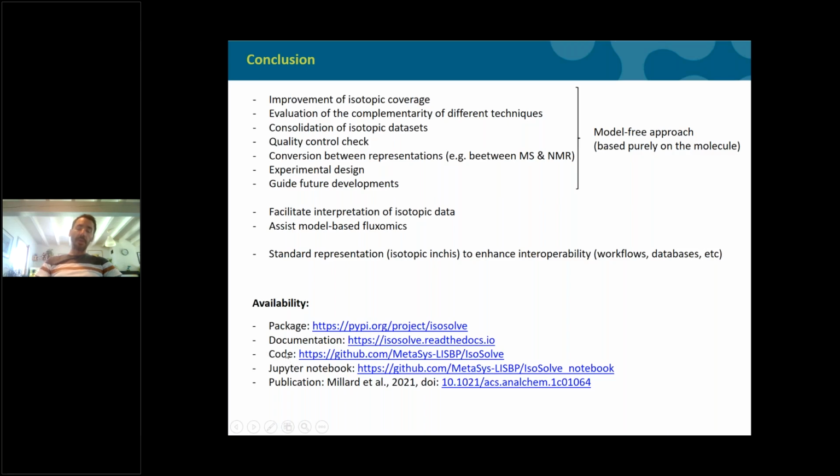Everything is released under an open source license, with some Jupyter notebooks, for example, on how to use the code, with the example I showed you on this slide, and the publication from which this data came.